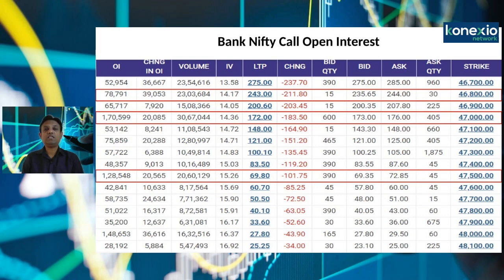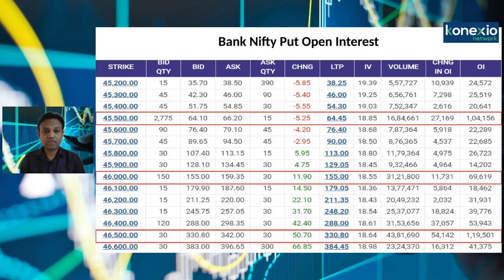Now, friends, let us discuss the derivative data of Bank Nifty puts. In Bank Nifty puts, the action was seen in 46,500 puts, 46,000 puts, and 45,500 puts. Now, here you can see there has been no drop. The option premiums are flat to positive. There has been a rise in the open interest, rise in the volumes, but the implied volatility is very high.